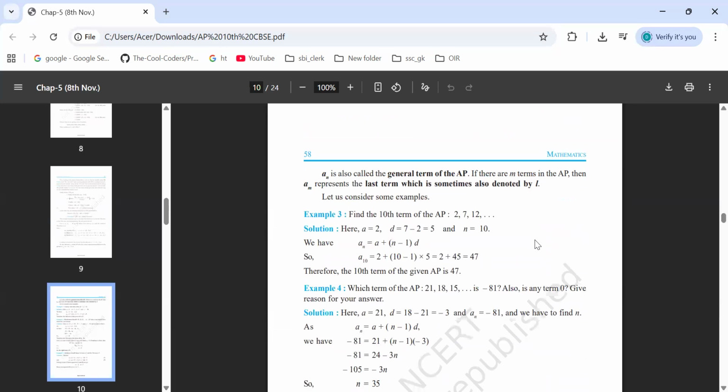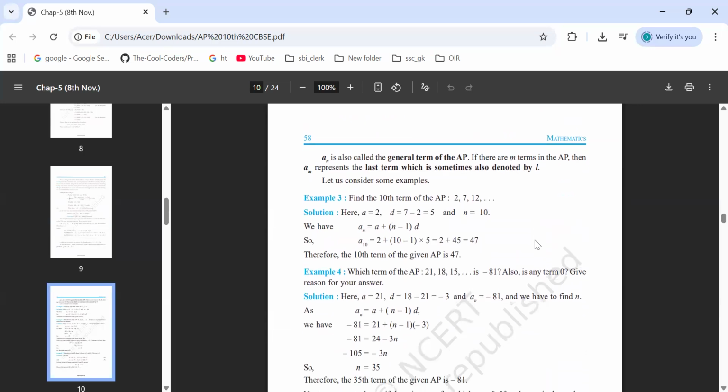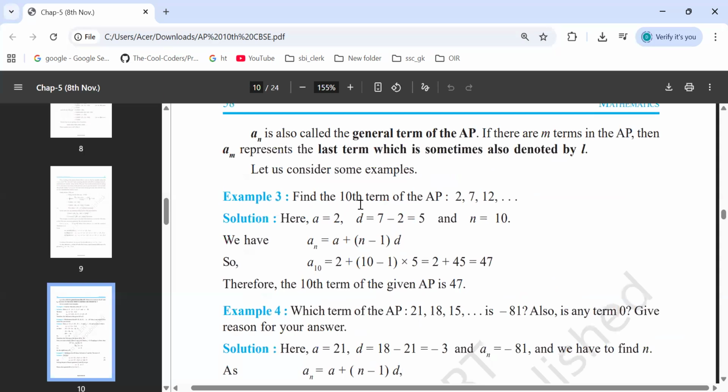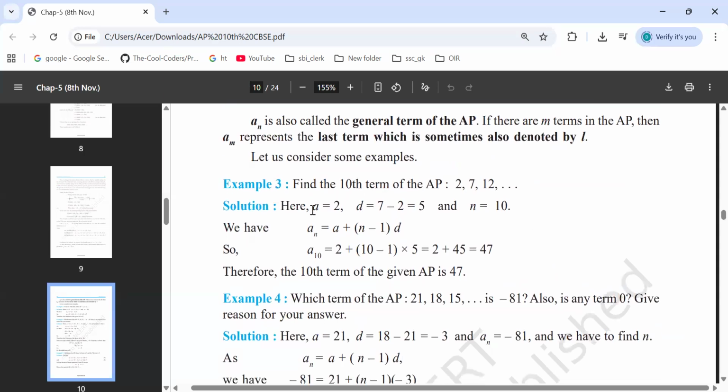Now let's try to solve some examples so that it will improve your understanding of the concept. Suppose we have been given an AP 2, 7, 12, and so on. We have been asked to find the 10th term of the AP. So the first term is 2.